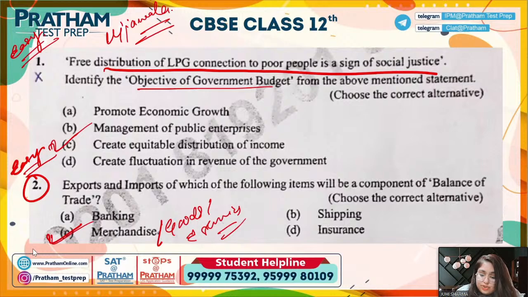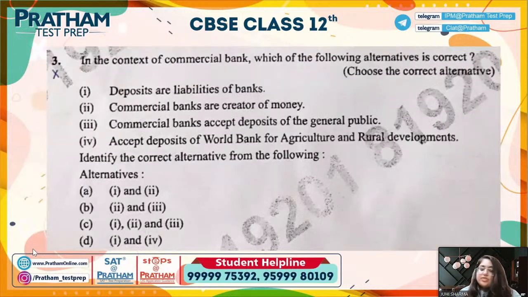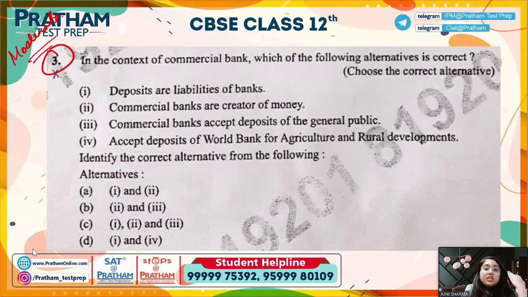Now moving on to the next question, question number 3: in the context of commercial bank, which of the following alternatives is correct? Now ye aapka, I would say that it is a moderate level question. Why moderate level? Because yahan par you have the alternatives given in code form. ठीक है, code form में alternatives given है, which in itself raises the difficulty level. So you need to be very sure that आप जो mark कर रहे हो वो correct mark कर रहे हो. So I would keep this in moderate level.